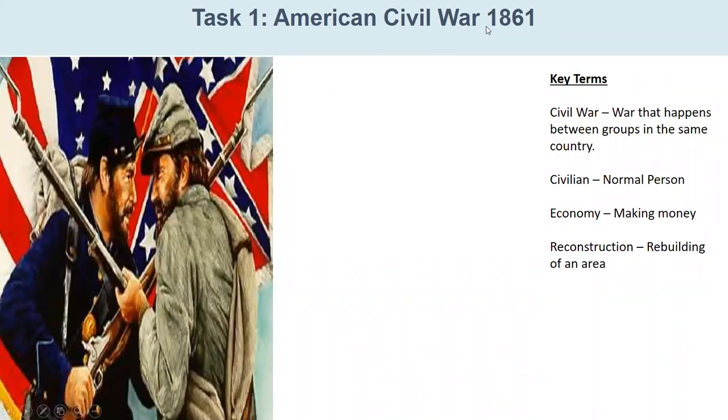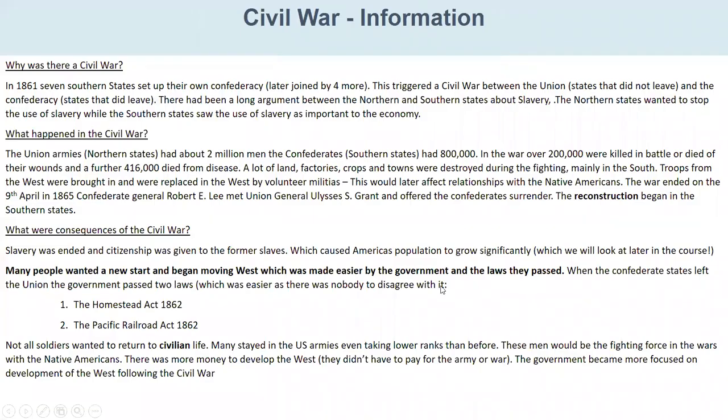So first of all, the American Civil War, 1861 to 1865. Just some of the key terms you're going to see in the next slide. Civil War, a war that happens between groups in the same country. This concept was not new, but it needs to be understood when we're looking at this course. Civilian is a normal person. Economy is all about making money and how strong the economy is. And reconstruction is the rebuilding of an area, which needed to happen after the Civil War, especially for the losing side.